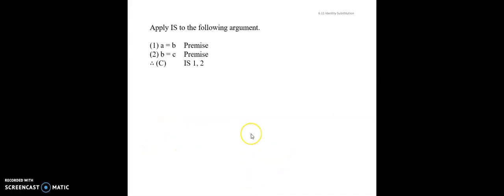Okay, so what I'd like to do now is start looking at some actual arguments and highlight some of the nuances of identity substitution. So here's a really interesting case. A is identical with B, that's a premise. B is identical with C. You can, in fact, apply identity substitution to this. So pause now and see if you can figure out what the result would be.